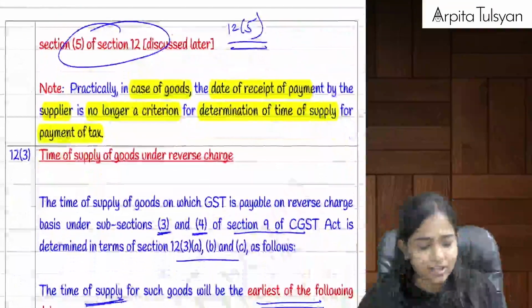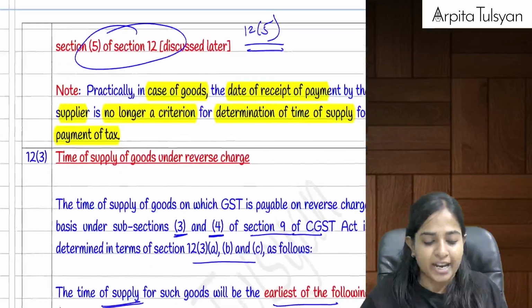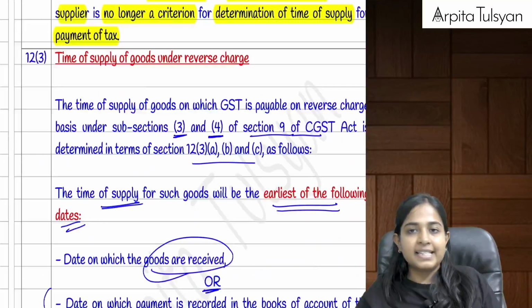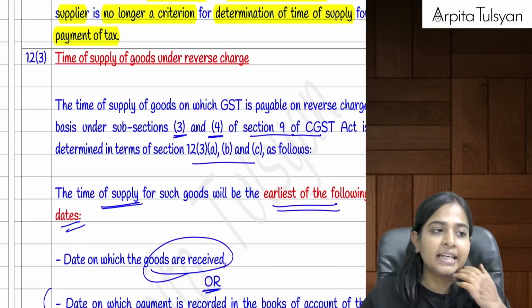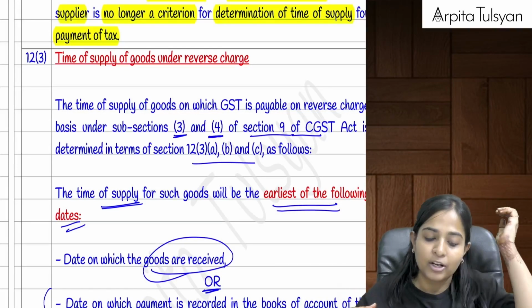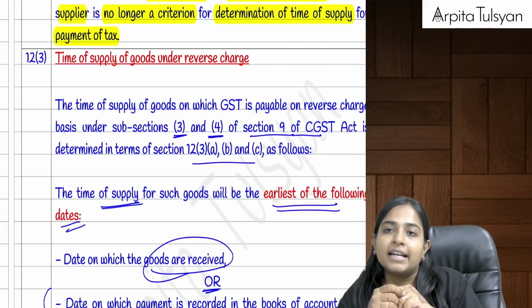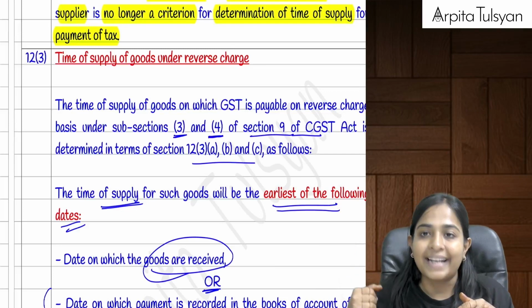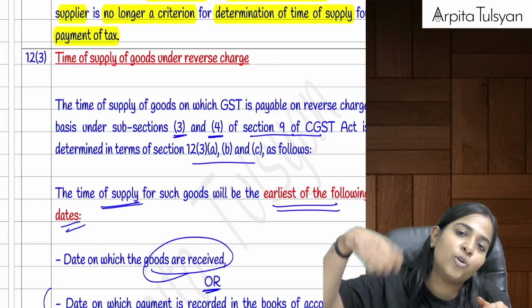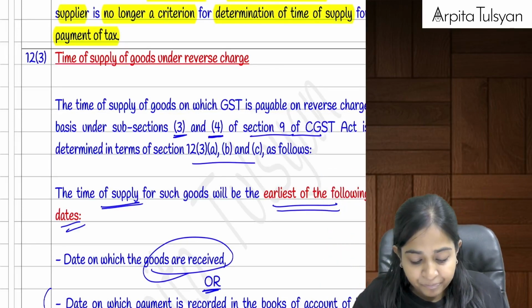Then after that, let's go to the next subsection. Everyone with me? We did section 12 subsection 2. Now going on to section 12 subsection 3. What is 12 subsection 3 talking about? It talks about supply of goods under reverse charge. That is, I am supplying the goods to the recipient. I am not going to collect any tax from the recipient. Recipient will pay it to the government from his pocket.